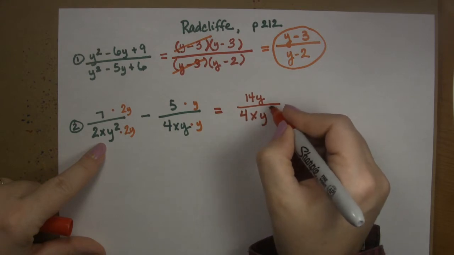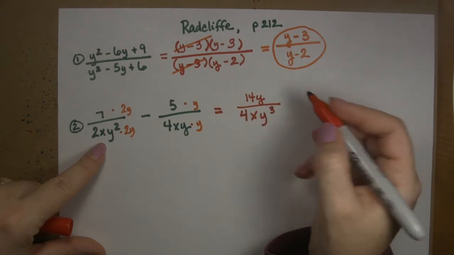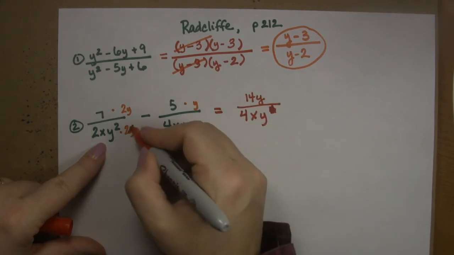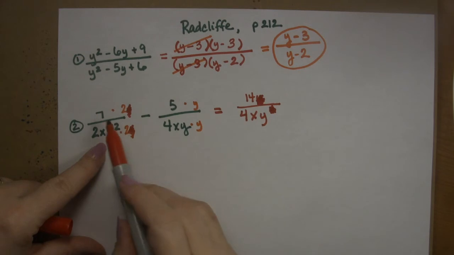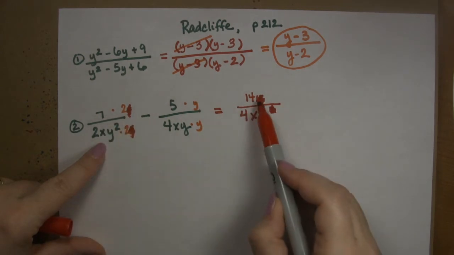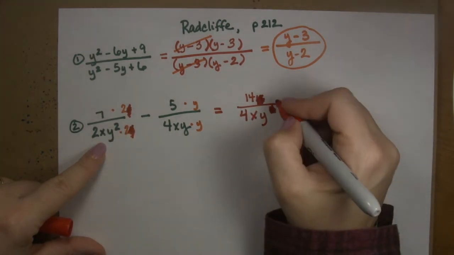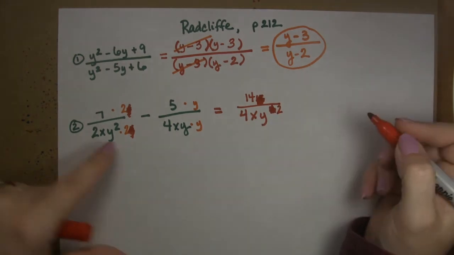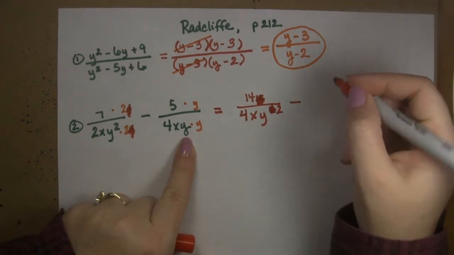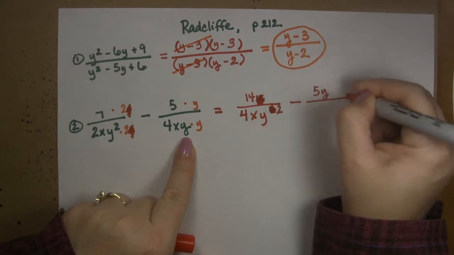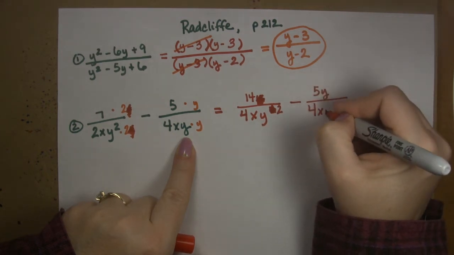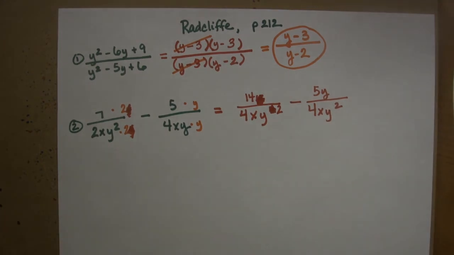4xy to the third. Well, that doesn't seem right. Let's get rid of that. Okay, so let's try this again. Let's multiply just by 2. So we get 14, and then we get 4xy squared. And over here, we will multiply by y, so we get 5y over 4xy squared. Oh, that looks nicer.